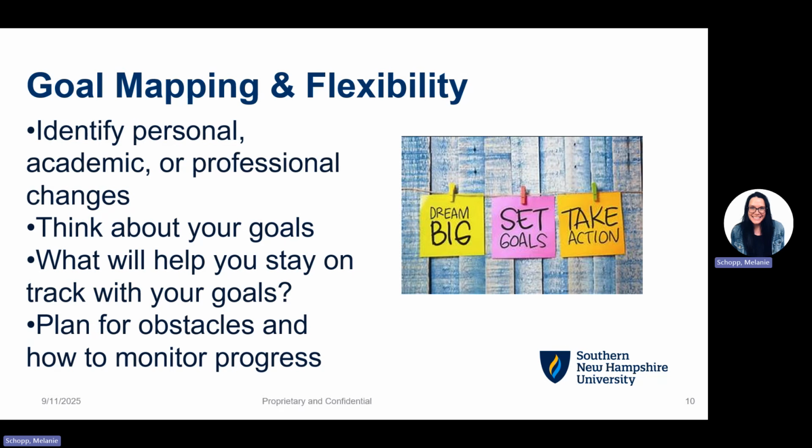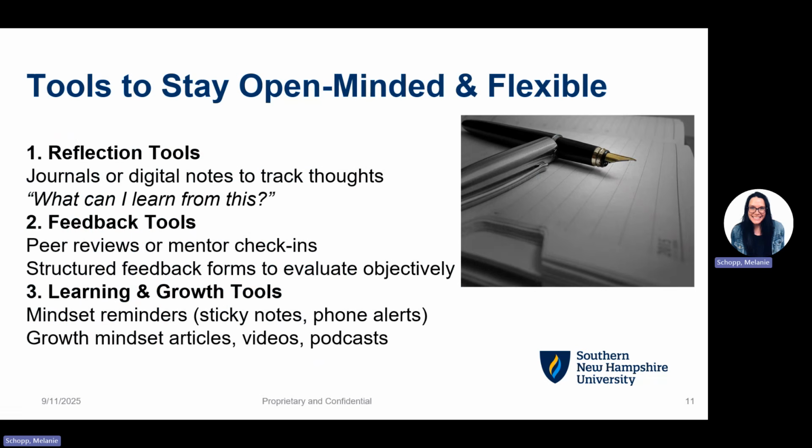Sometimes things don't go the way we thought they were going to. So, how do we pick ourselves back up, or how do we pivot and keep moving forward so that we do achieve those goals? I love some of these ideas, some tools to think about for y'all to stay open minded and flexible. One is some reflection tools. So, a lot of people like to journal or maybe take digital notes to track their thoughts. Like when something happens in their life, like, what can I learn from this? Or like, this happened, this is what I did, this is what I've learned.